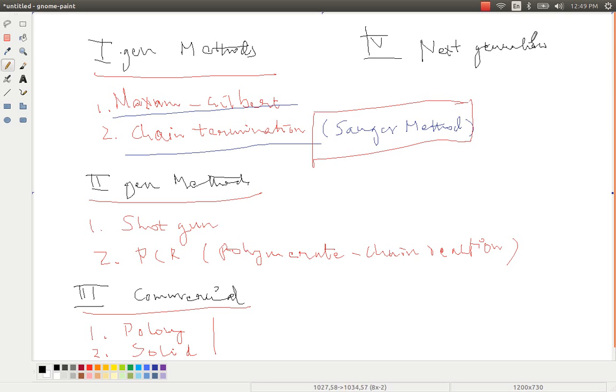Under next generation methods, there are a few types of methods: pyrosequencing, Polony sequencing, SOLiD sequencing, chain termination methods, and single molecule real-time sequencing, SMRT. And also there are methods known as massively parallel signature sequencing.